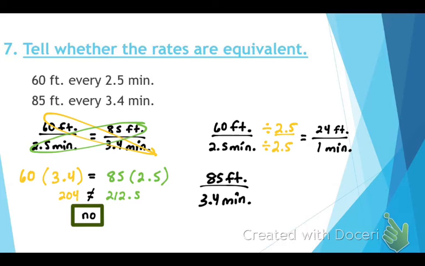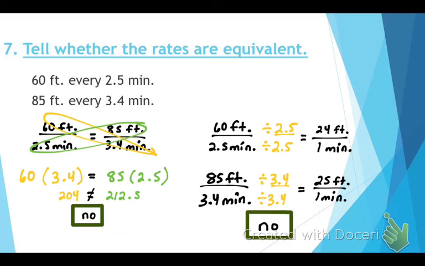How do I get that denominator of 1, class? Divide by the denominator itself. Divide by 3.4 on top and bottom, and you will see that's 25 feet per minute. Are those the same thing? Are they equivalent? No. So you can also show that way that those rates are not equivalent.